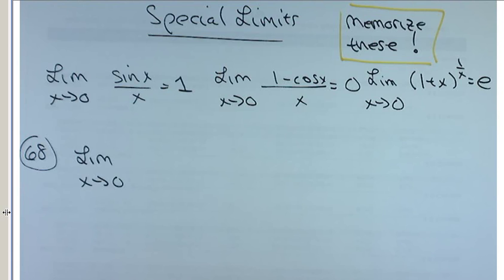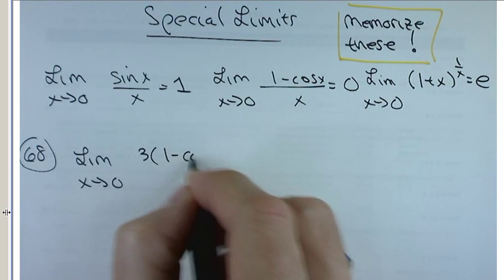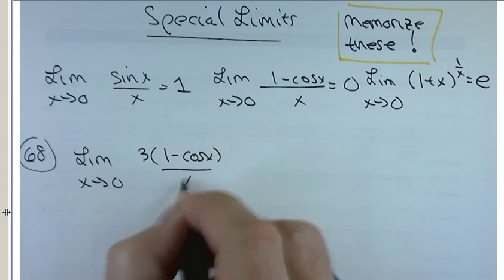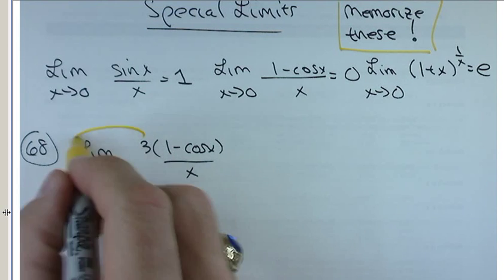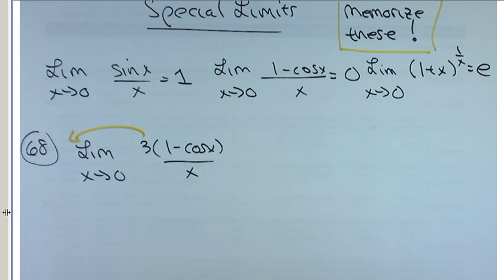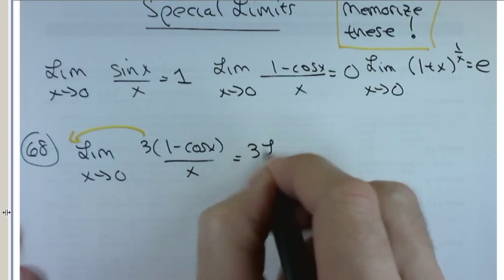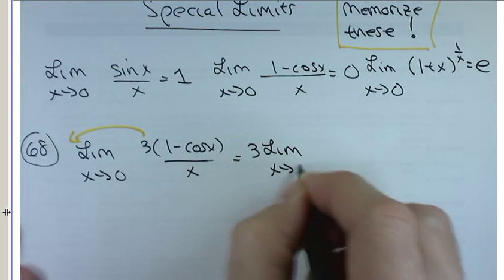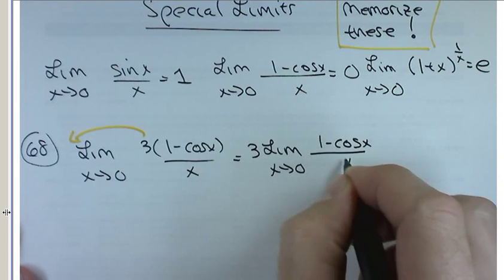So, for example, problem number 68: 3 times (1 minus cosine of x) divided by x. Now, if you wanted to be very formal about it, you could take the 3 out in front. That'd be 3 times the limit as x approaches 0 of (1 minus cosine of x) over x.